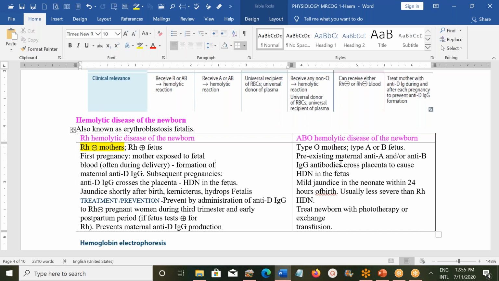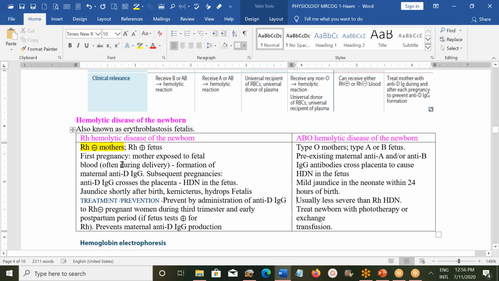If there is mild jaundice in the neonate, it will be apparent within 24 hours of the birth. So if the baby is showing signs of jaundice in the first 24 hours after birth, you have to think that there is an ABO blood group transfusion type reaction, but that is because of passive transfer of antibodies from the mother to the baby. But this is less severe than the rhesus disease. So we should treat the newborn with phototherapy or by exchange transfusion. So these two processes, again, you can see that the treatment is the same, but this one is less severe.